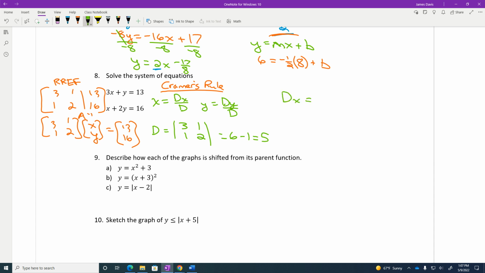Anybody remember how you get that one? You swap the x column with the answers. Instead of 3 and 1, you take the answers, 13 and 16, and put them in the place of the x's. We still have 1 and 2. Then we do our determinant. 13 times 2 is 26, 1 times 16 is 16. That's 10.